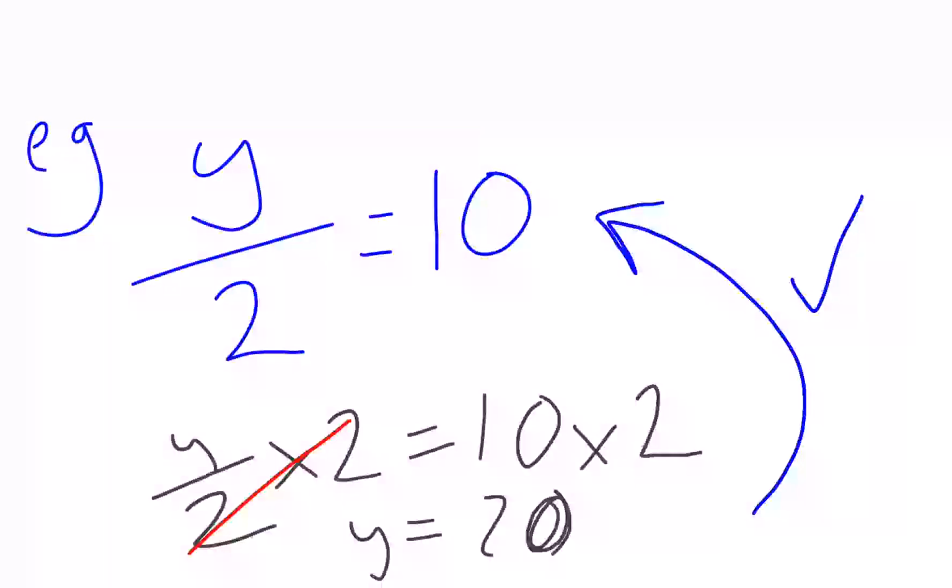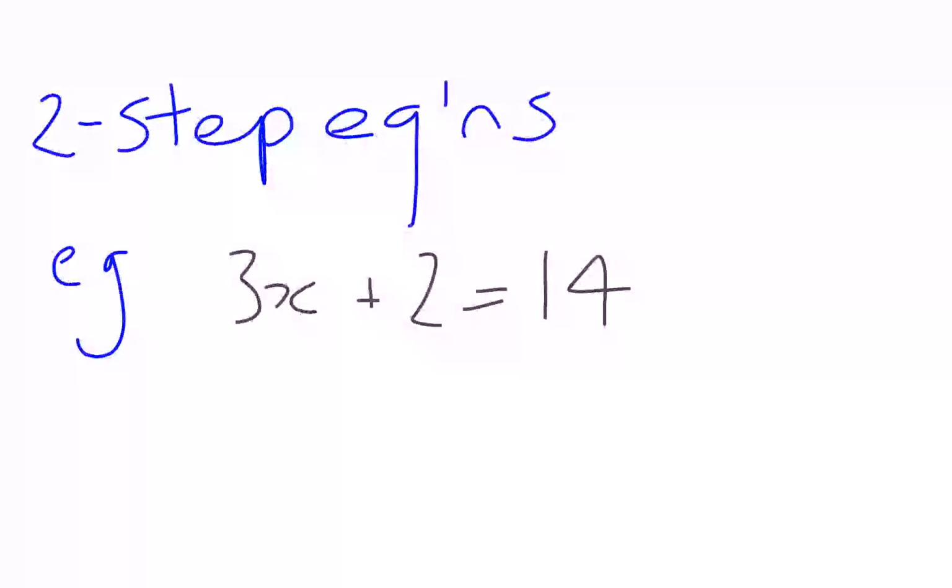Those equations only had one step because they only had one number that we needed to move away from the unknown. There are such things as two-step equations. And in two-step equations, you need 2 steps to solve them. So for example, here, we've got 3x plus 2 equals 14. To solve two-step equations, we have to work in reverse order of operations. So plus and minus get dealt with first, then we deal with times and divide.